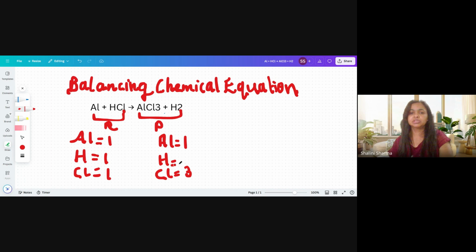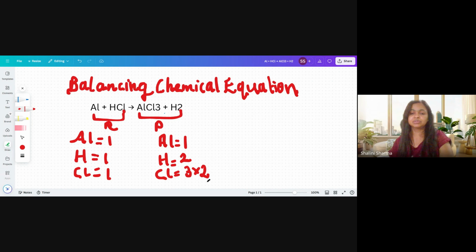We are going to start balancing with the complex formula first. We see that the number of atoms for aluminum is equal. Hydrogen is 1 here and 2 here. Chlorine and hydrogen are both unequal. So to balance chlorine, what should we multiply 3 with? What should be the multiple of 3 in order to get a balanced equation? We multiply 3 with 2.